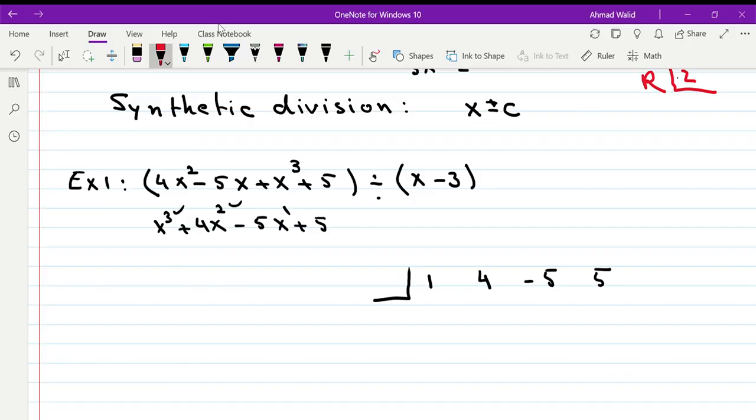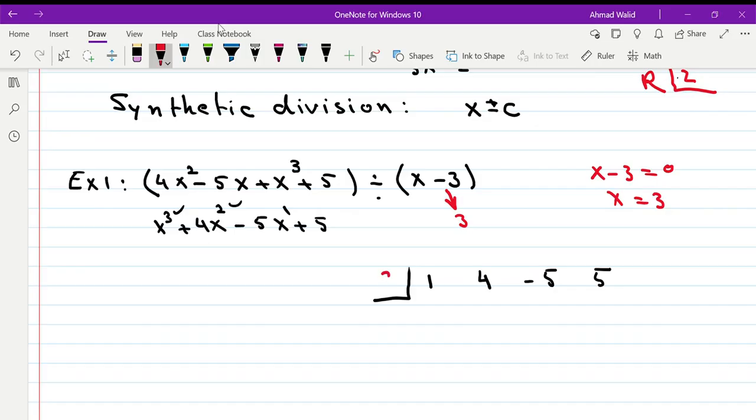Always choose the opposite sign of this number. X minus 3, choose 3. Or, if you don't remember, always do this. Whatever your divisor is, make it equal to 0 and solve it. X equals 3. Or in easy language, choose the opposite sign. Please remember, choose the opposite sign. If you don't choose the opposite sign, your division is wrong. Correct? Choose the opposite sign.